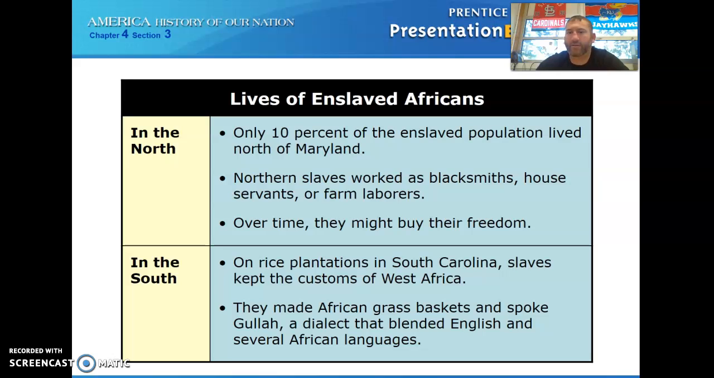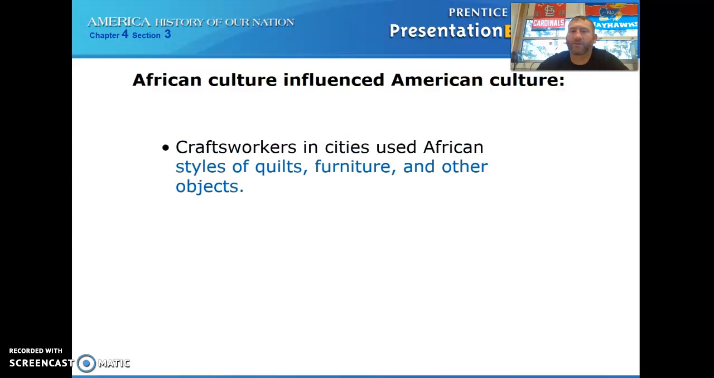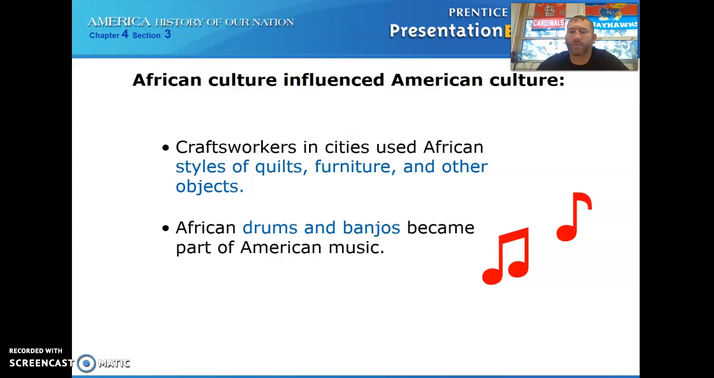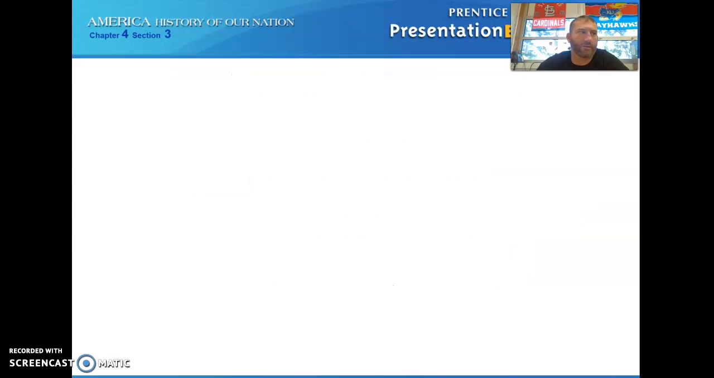In the North, only 10% of the enslaved population lived north of Maryland. Northern enslaved people worked as blacksmiths, house servants, or farm laborers, and over time they might buy their freedom. On rice plantations in South Carolina, slaves kept the customs of West Africa. They made African grass baskets and spoke Gullah, a dialect that blended English and several African languages. African culture influenced American culture because craft workers in the cities used African styles of quilts, furniture, and other objects. African drums and banjos became part of music, and African folk tales became part of American culture.